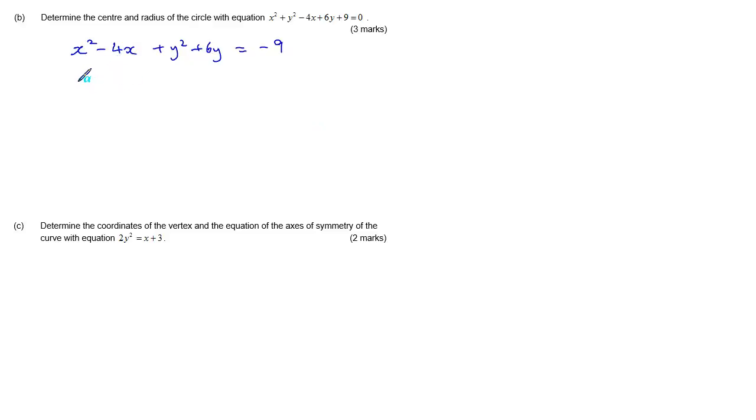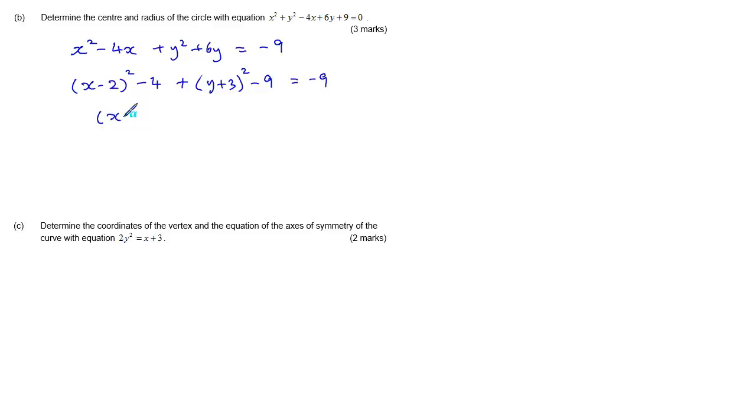Complete the square here. So that's going to be (x - 2)². Now if we square that, we get x² - 4x + 4. We don't have a plus 4 here, so we need to take 4 off. Here we're going to have (y + 3)², and if we expand that out, we get y² + 6y. We also get a plus 9 that we don't want.